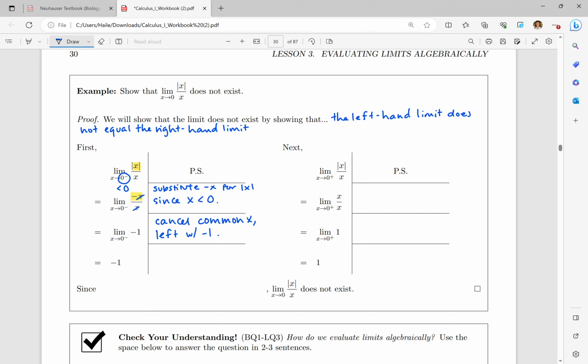So here, we don't have any more x's, so there's nothing to substitute. So our final answer is just negative 1. Okay, so the limit as x approaches 0 from the left of the absolute value of x over x is equal to -1. So this is the left-hand limit.